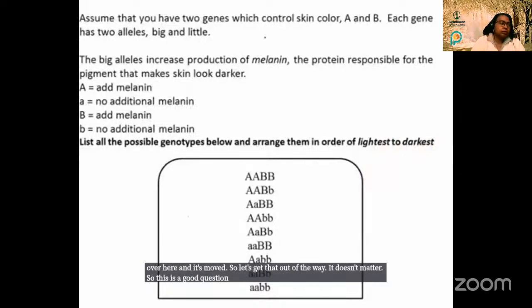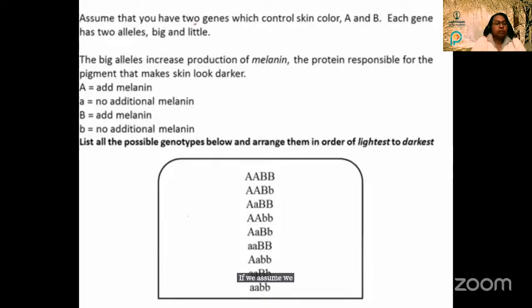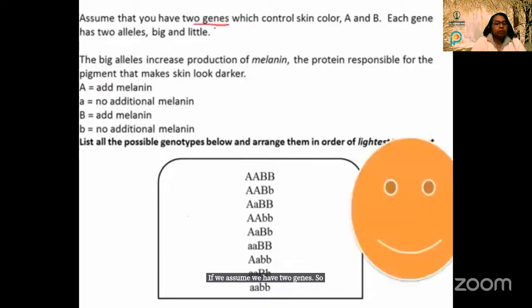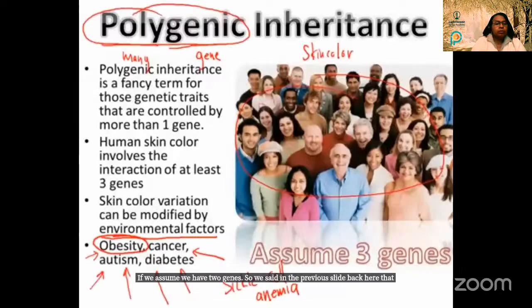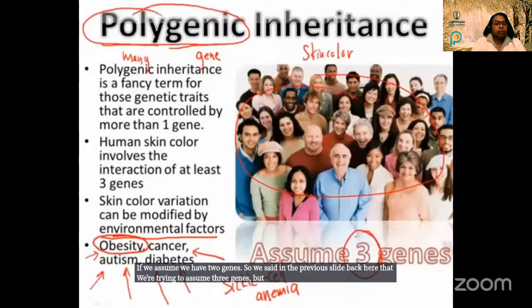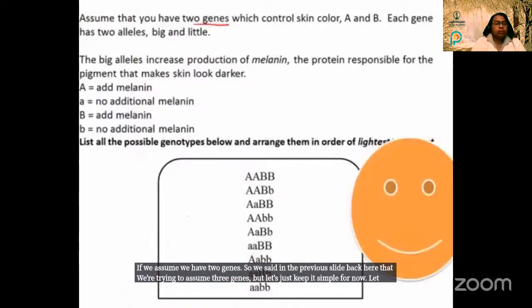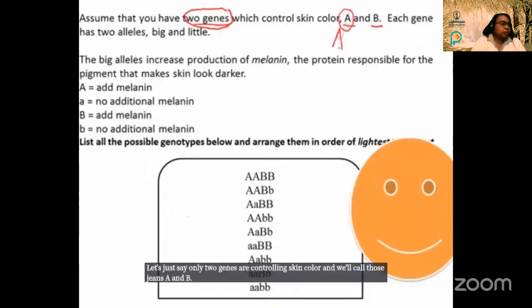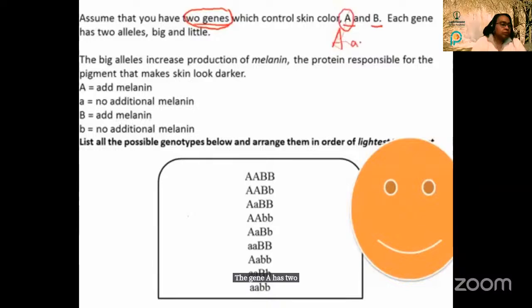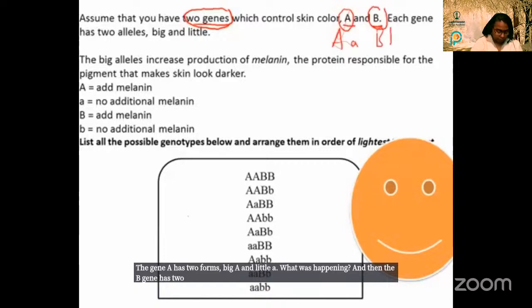You can pause and take a look at this in more detail if you want. But just really briefly, if we assume we have two genes, so we said in the previous slide that we're trying to assume three genes, but let's just keep it simple for now and say only two genes are controlling skin color, and we'll call those genes A and B. The gene A has two forms, big A and little a, and the B gene has two forms, big B and little b.